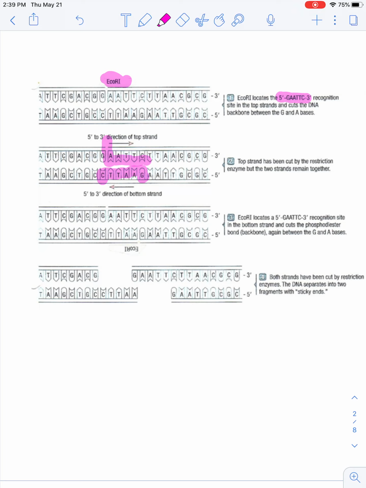GAATTC. So it will then cut, changes here, like so. And on the bottom, like so. So it will literally cut. And what it will have is these sticky ends. Okay, so it's cut the DNA. And now we can actually combine that with another piece of DNA with the same code here. And similarly here. So what you've done is you've literally cut that DNA molecule at a specific place.